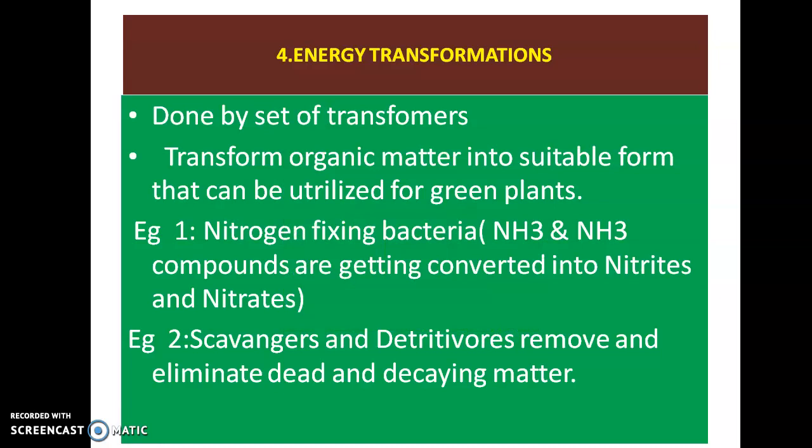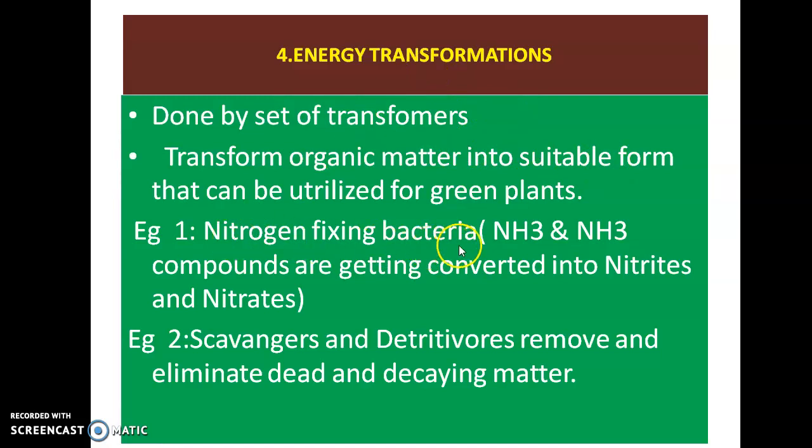Then the fourth stage is called the energy transformation. This is the last stage, and this is generally done by a set of bacteria called the transformers. Here what happens is that by means of the death of almost all organisms or the decaying of organic matter, many organic compounds are made available in a suitable form that can be directly used by the green plants. So for the efficient use of this organic matter, certain bacteria dwelling in the soil will act upon this organic matter and make it into a suitable form. This is called the energy transformation.